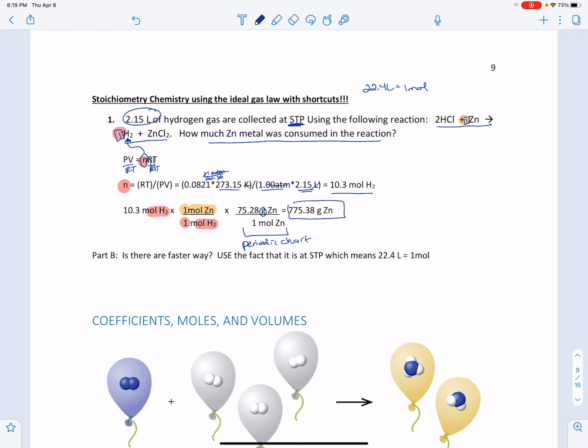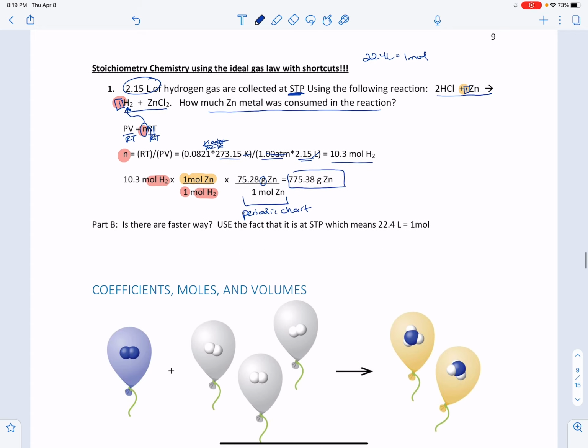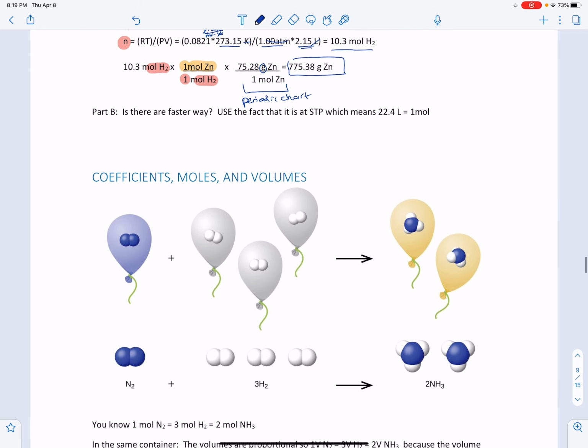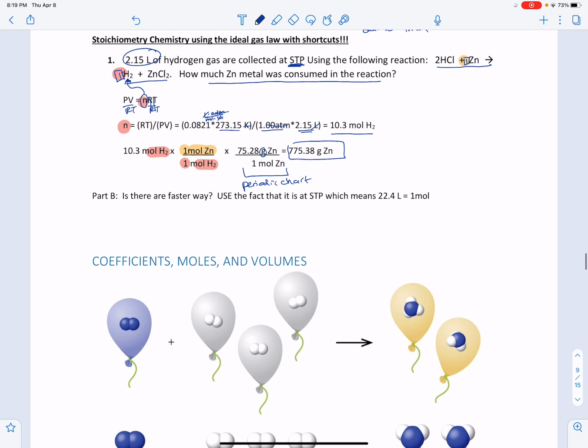I know it says with shortcuts. So that was a short way of solving a gas problem. I'll show you another way in a minute. It's right here. So is there a faster way?